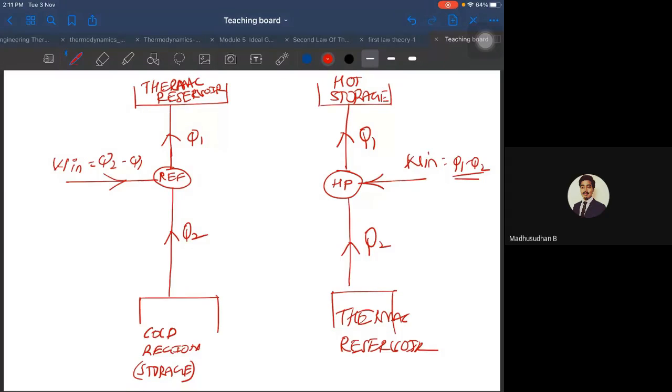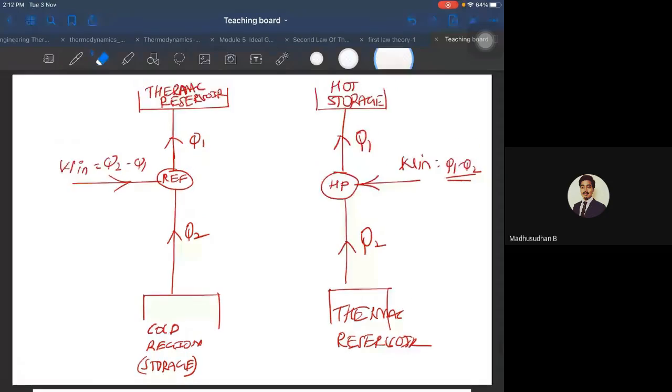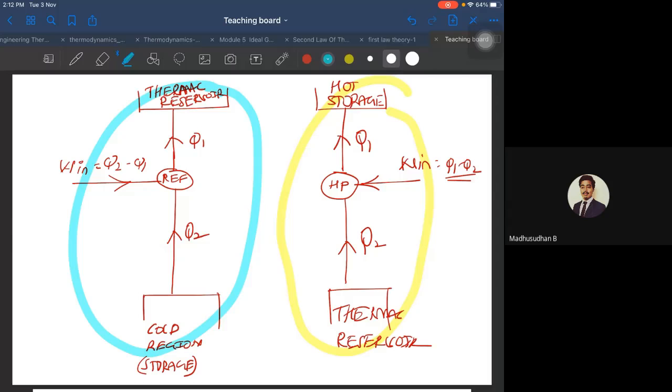So what is the difference? If you observe, is there any difference in the components between the heat pump and the refrigerator? When you look at these two, one is the heat pump, the second one is the refrigerator. Is there any difference in the components? Heat rejection and heat extraction. Yes. In a refrigerator, heat extraction is there. Okay, fine. Even here, heat extraction is there in the heat pump also. You are extracting heat from a thermal reservoir, Q2 amount, yes or no? Yes, sir. Then what is the difference?